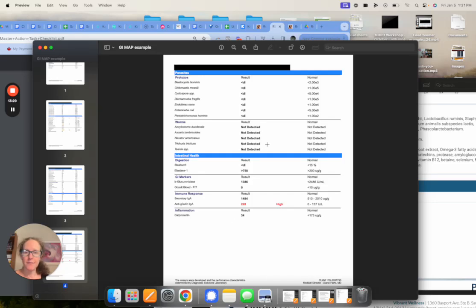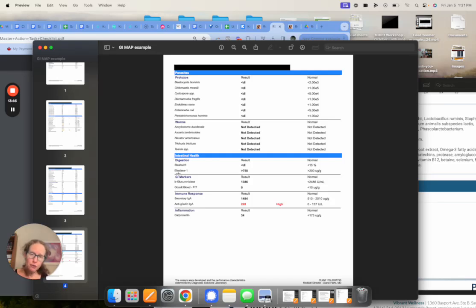Then we have some more parasites and worms. And then we have the digestive capacity part, the intestinal health part. Is fat coming out in the stool? If it's coming out in the stool, it's not getting to the brain, it's not getting to the cells. So that's really important. We need to support fat digestion.